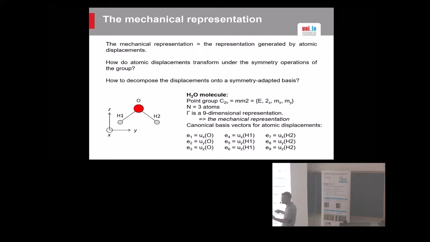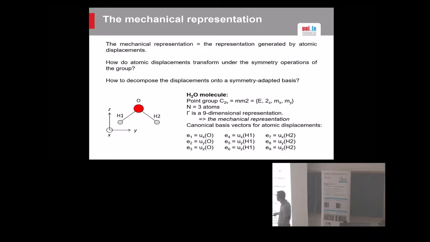So the representation that we're talking about is 9-dimensional. So this is my mechanical representation. And I have to start somewhere. So I have to start with some basis, okay, to write those displacements. And without any prior knowledge, I can just take some coordinate axis, place my molecule in this coordinate axis, and then choose basis vectors just bluntly, you know.